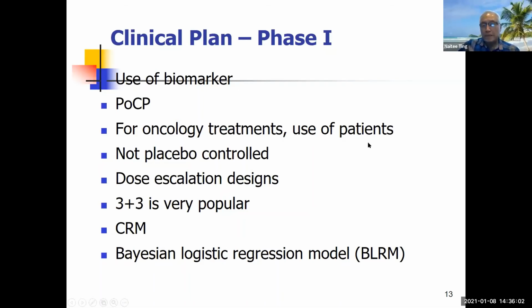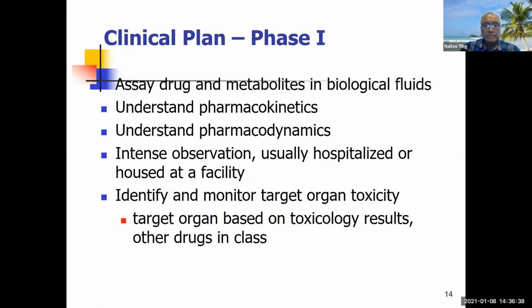For oncology treatment, we start with patients. And for oncology, there's no placebo control. And there is always dose escalation in phase 1, all right? Either oncology or non-oncology, dose escalation. And for oncology, they typically use 3+3 design, which I will talk about later. And continuous reassessment methodology or Bayesian logistic regression model. So these are mostly for the oncology phase 1 studies.